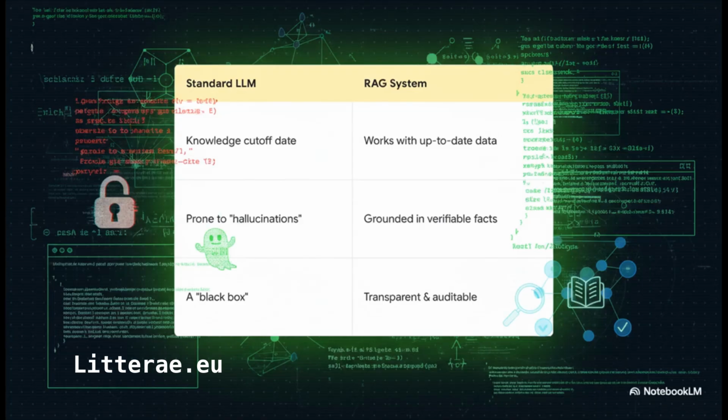So, what's the big deal with RAG? Why do we even need it? Well, if you look at a standard large language model, an LLM, it's got a few problems. Its knowledge is stuck in the past. It has a cutoff date. And worse, it can hallucinate, which is just a fancy way of saying it can make stuff up and sound super confident about it. A RAG system fixes this. It connects the LLM to fresh, up-to-date data, grounding its answers in facts we can actually check. It turns a black box into something way more transparent and reliable.